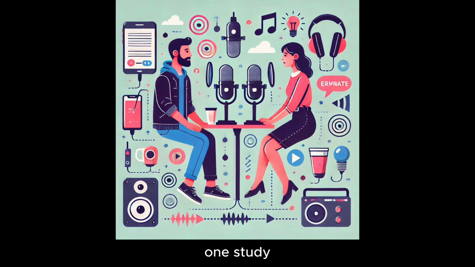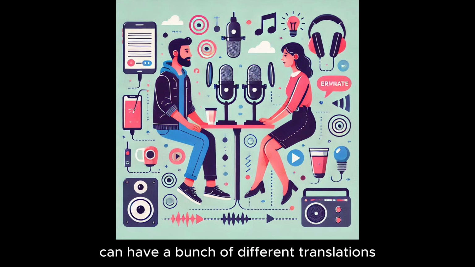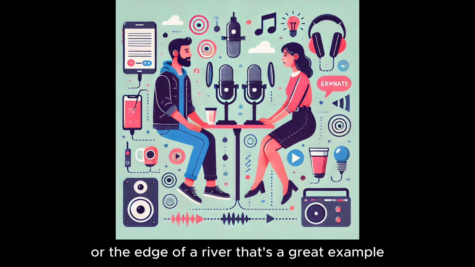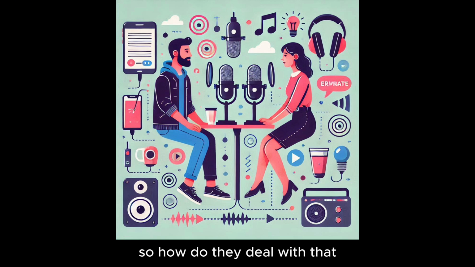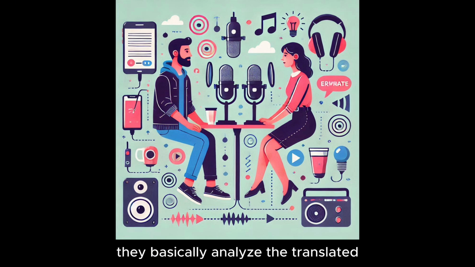One study pointed out how a single English word can have a bunch of different translations depending on the context. Context is everything. Like bank could mean a place to keep your money or the edge of a river. That's a great example. So how did they deal with that? That's where language models come in, particularly ones focused on Mandarin. They analyze the translated sentences to see if they sound natural, like are they grammatically correct. And this helps pick the best translation out of a bunch of possibilities.